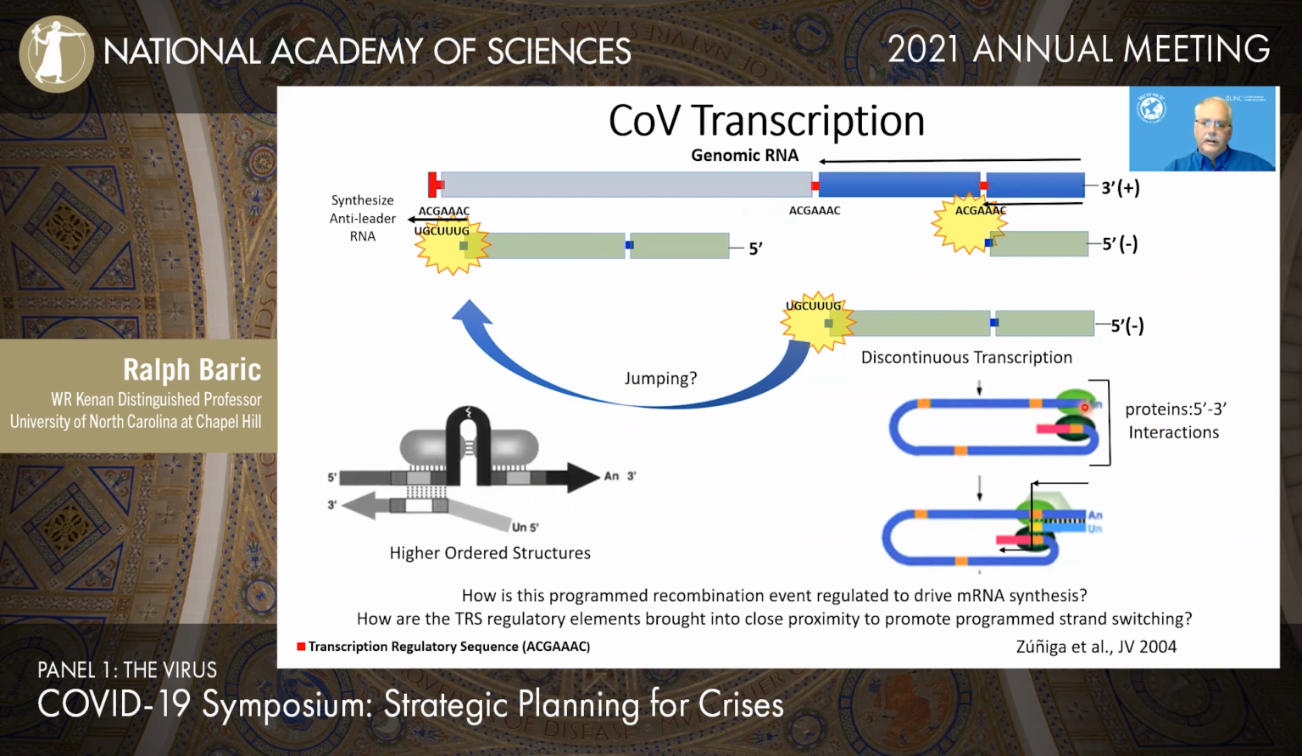Another novel hypothesis, proposed by Luis Enjuanes's group, is that the 5' and 3' ends are coterminal and held together by viral proteins or other proteins. When the viral polymerase binds to this protein-RNA complex, it begins transcribing, but it holds the 5' end as part of that template as it begins to move down the strand. As a negative strand template is synthesized, a choice occurs at each TRS element where it can continue to read through that element or switch templates and read the leader sequences from the 5' end of the genome. Now, how is this programmed recombination event regulated to drive mRNA synthesis? It's really not known. How the TRS sequences are brought in close proximity to program this strand switching event is really not known.